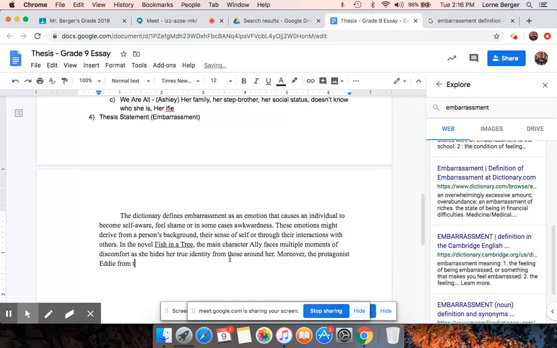The protagonist Eddie from... You guys see how I'm changing up the way I'm starting each sentence? Here in the first sentence, I don't know why I'm pointing at my screen, you can't see it. Here in the first sentence, I list the text first. Here in the second sentence, I'm listing the character first. Moreover, the protagonist from The Five People You Meet in Heaven... What am I doing? Faces. No, I use faces. Endures through a life that he deems.